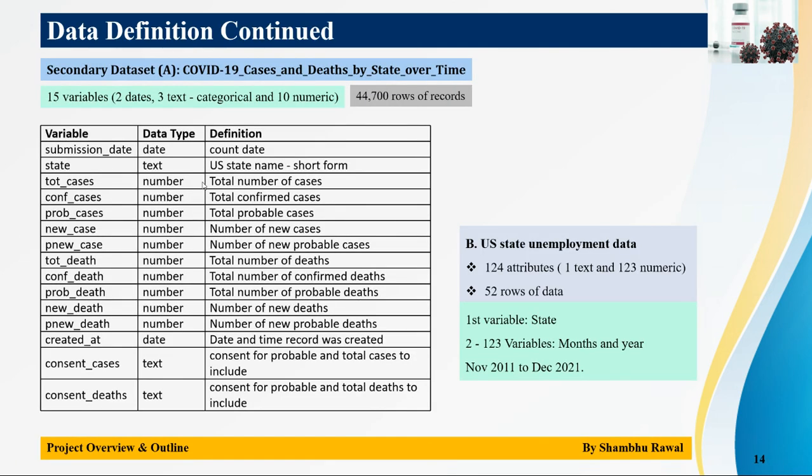The second data set I use is COVID-19 cases and deaths by state over time. It has 15 variables: 2 dates, 3 text or categorical, and 10 numeric variables. It has 44,700 rows of records. Here I have data types and definitions of these variables. Similarly, I have used another secondary data set called US state unemployment data. It has 124 variables: one text and 123 numeric. It has 52 rows of data. The first variable is state, and all other variables belong to months and years, covering November 2011 to December 2021.